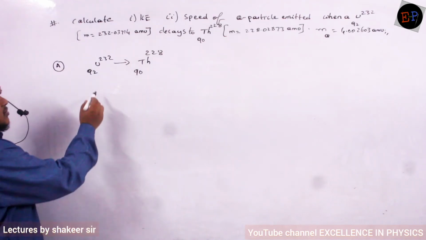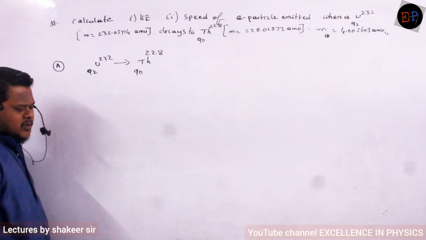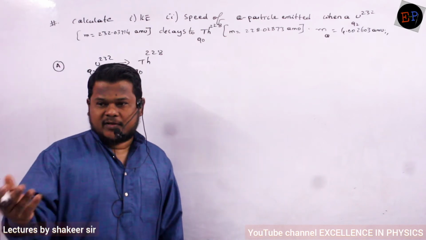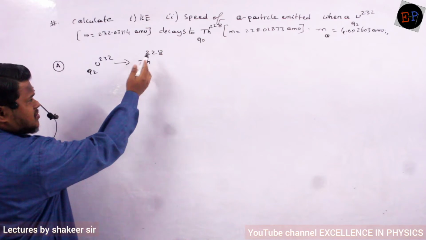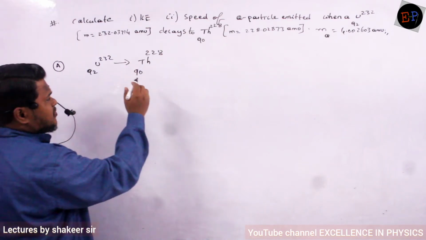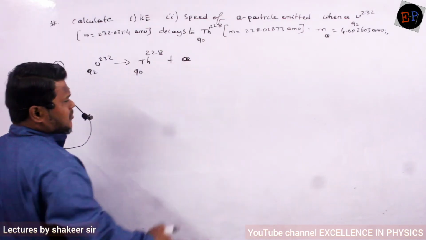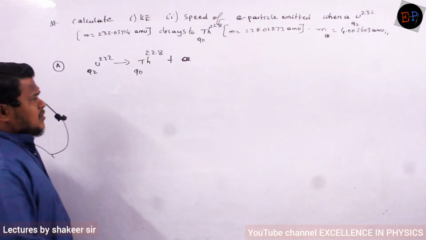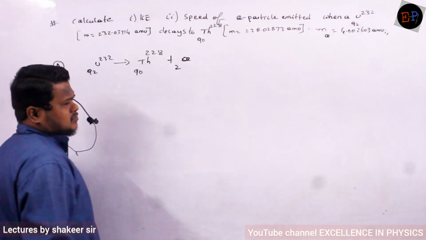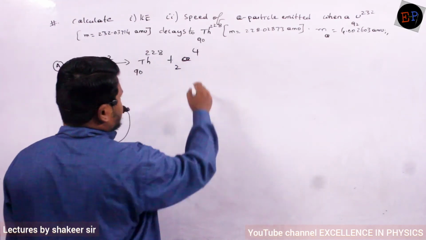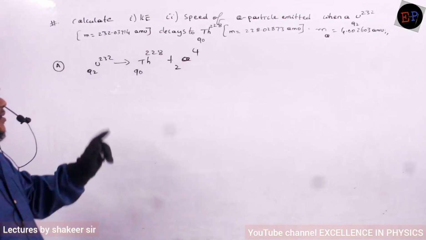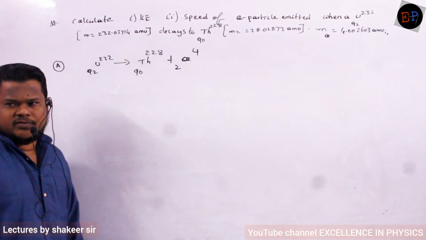Clear? So what is happening to the proton number? The proton number decreased by a factor of 2. What happened to the mass number? The mass number reduced by 4. It means definitely an alpha particle would have been released, because the charge of an alpha particle is 2 and its mass number is 4. So definitely this should have been the process.